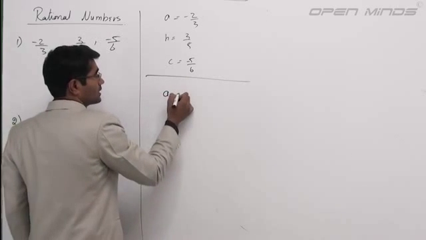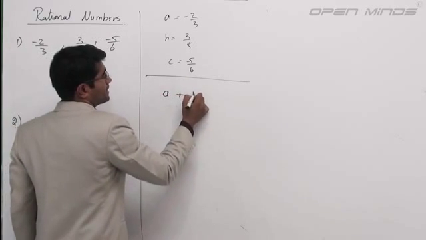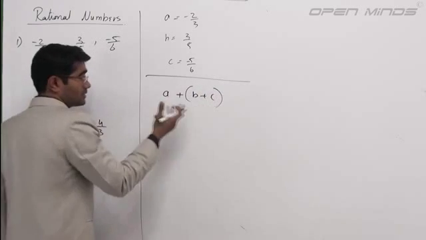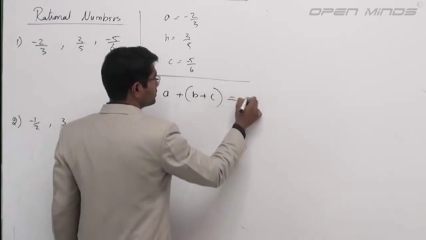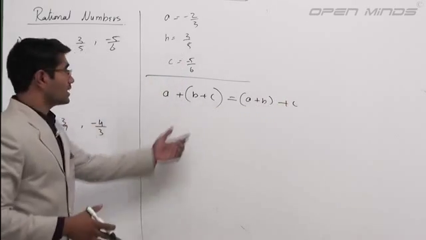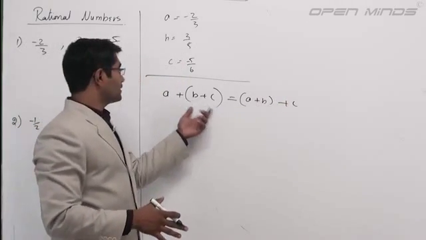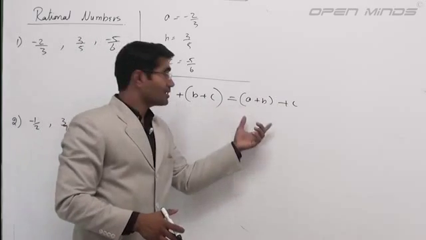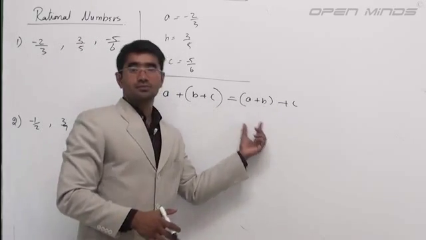The associative law is A plus B plus C. I take 3 terms, and that should be equal to A plus B plus C, but the style is different. In one case I'm adding these two first and adding the answer with A. In this second case, I'm adding these two first, and with the answer I'm adding C.